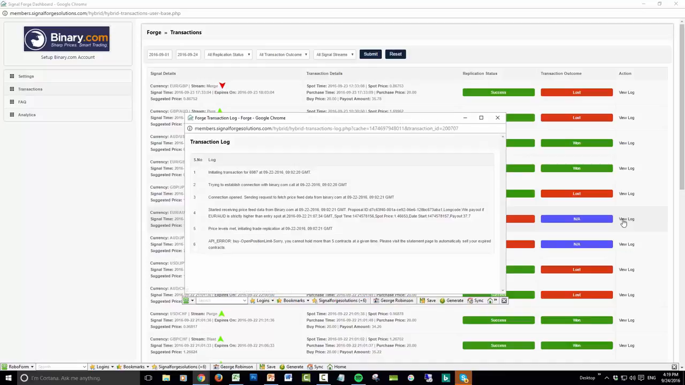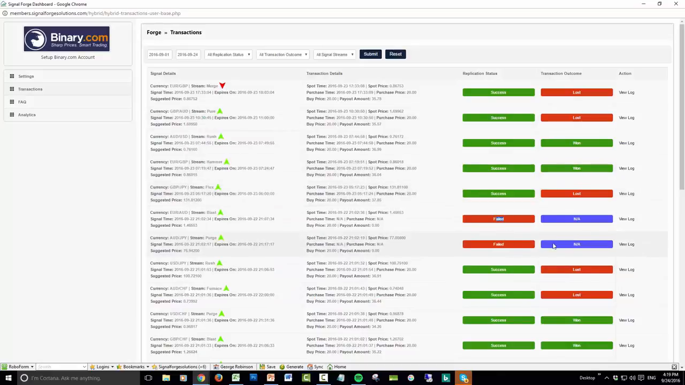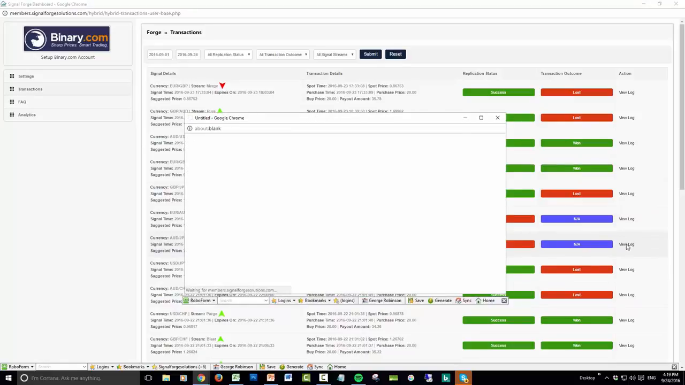it will tell us. It tells you that it was initiating the transaction. So this is the API talking to the brokerage firm, and as it runs through its protocol: connection opened, receiving the price feed data, price levels met, replicating, API error, buy open position limit. Sorry, you cannot hold more than 5 contracts at a given time. Because we've got that set to 5, you can see this filtered it out. So this must have been the 6th trade that was going to be opened at the same time, so it stopped us because of our settings. If we look at the one before it, probably the same deal.